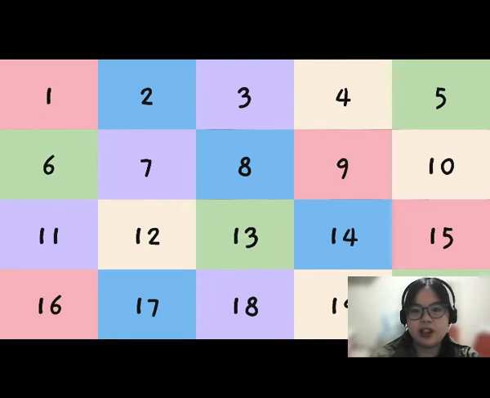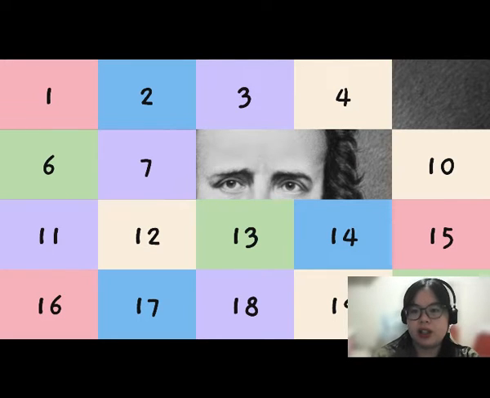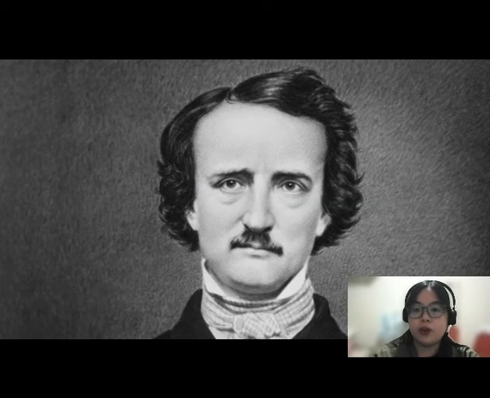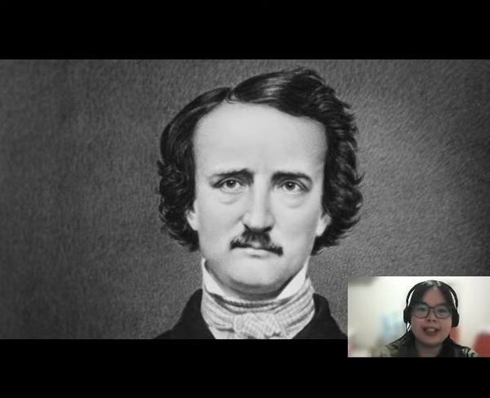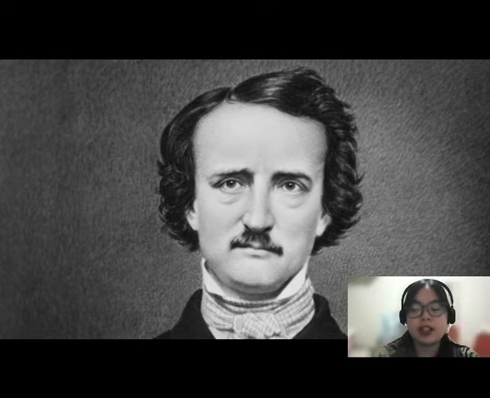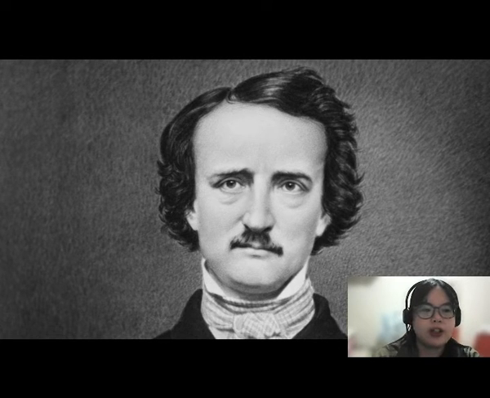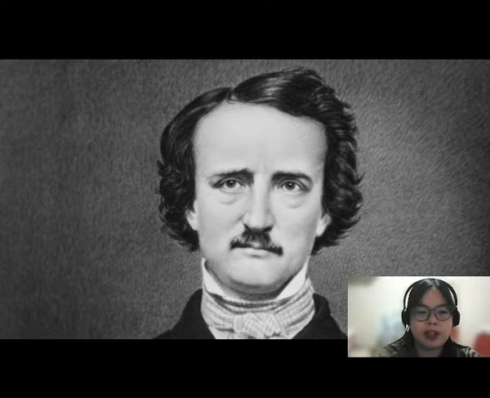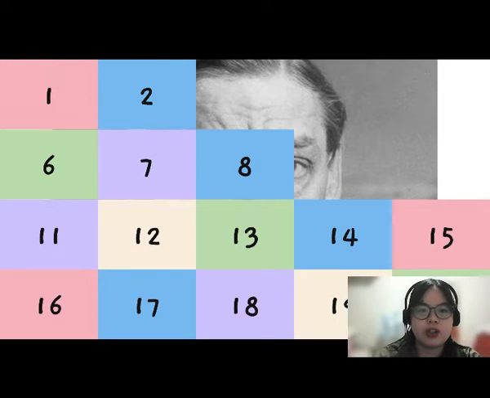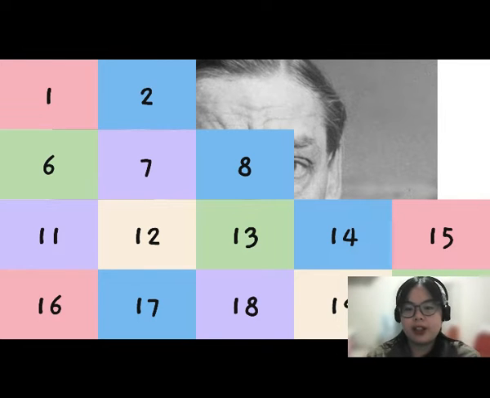Let's proceed. Who is this English poet? Very good, Carlo, this is Edgar Allan Poe. The first picture is William Shakespeare, so I stand corrected. Let's proceed to picture number 3. Who is this English poet?